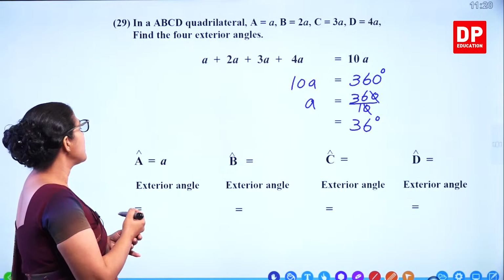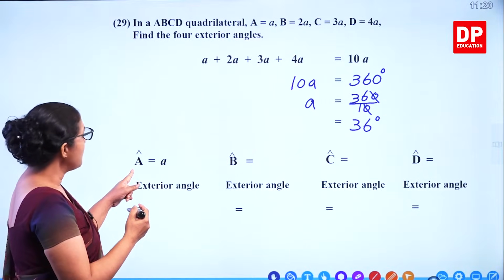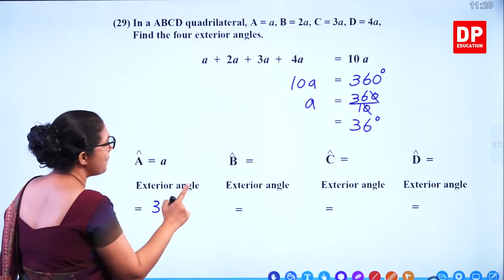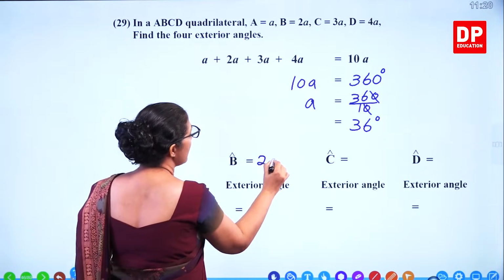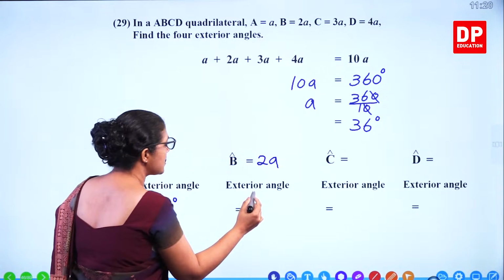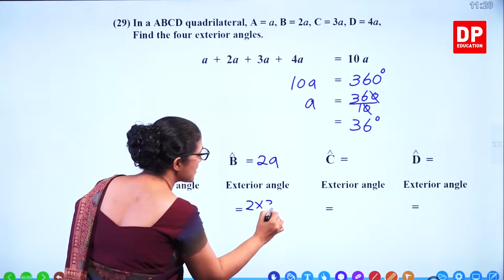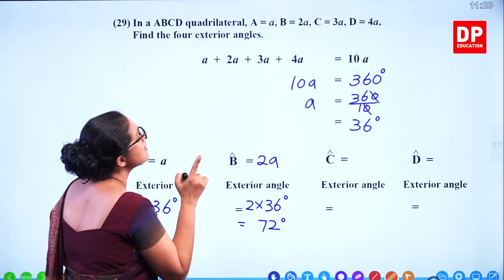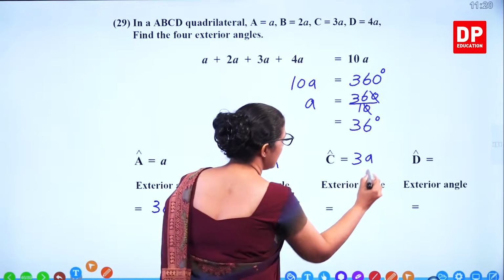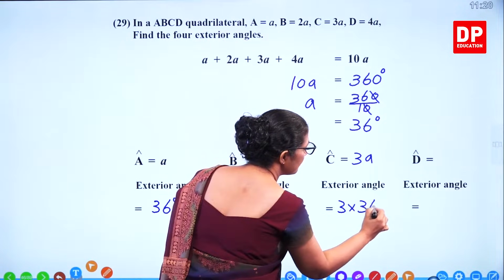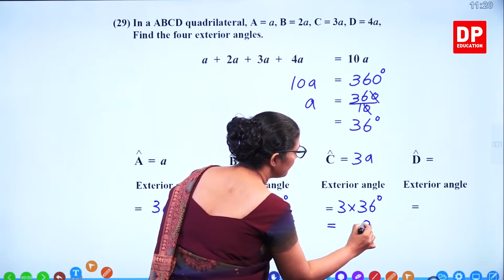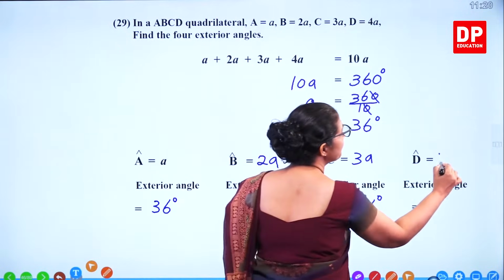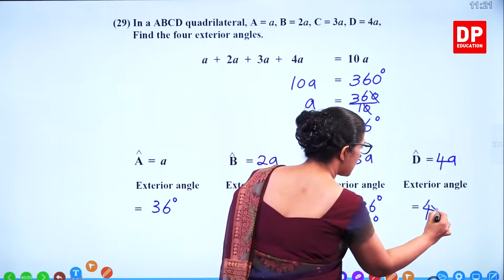You know the A value. So what is angle A? That's 36. Angle B is 2A, 2 times 36. So what is 2 times 36? 72 degrees. Angle C is 3A, 3 times 36, 108 degrees. And angle D is 4A, 4 times 36.